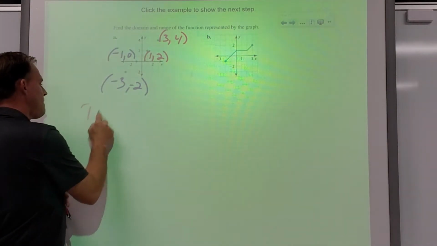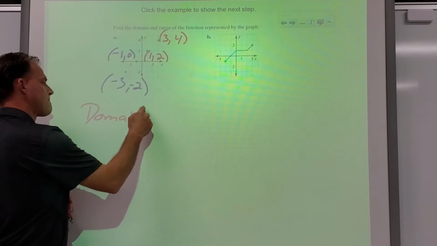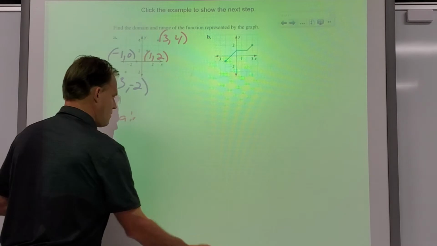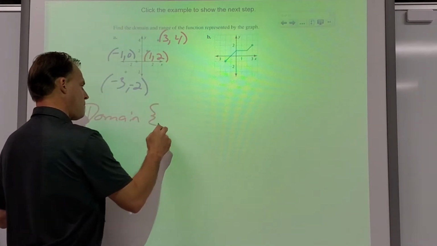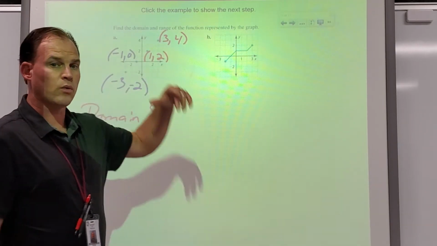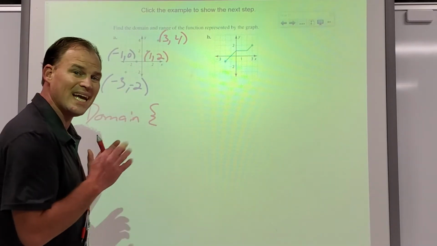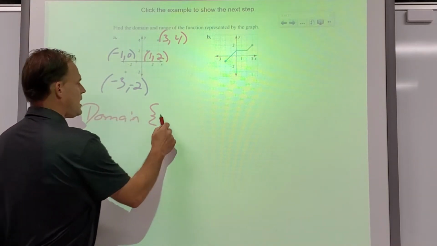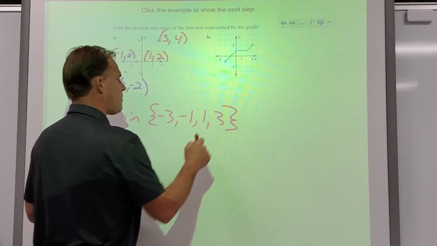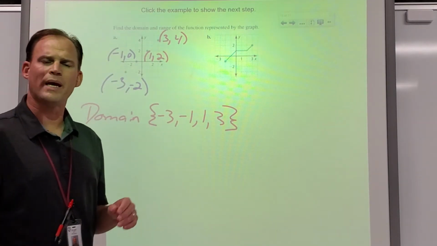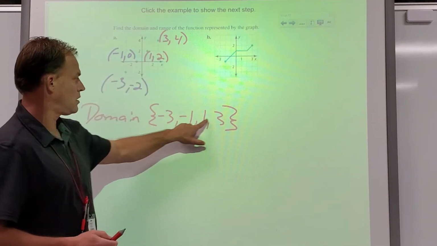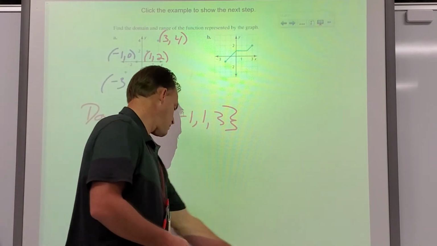So the domain, messed that up. Nice little fancy bracket there. Your domain is your inputs. Well, remember we talked about the graph. The inputs are the x values. So my domain, I just write down the x's. That's my domain. Take the x coordinates from each point and list them.